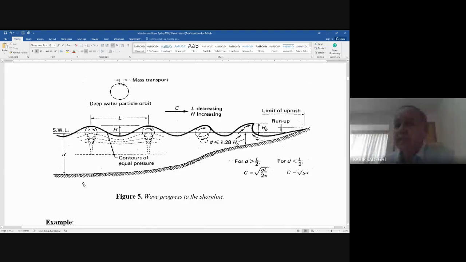And I told you, when we have deep water, there is no contact between waves and seabed. Therefore, no sedimentation, no material transportation. And when we have transitional and shallow waters, the wave touches the seabed. Therefore, its acceleration and movement move the sands or material on the seabed. Therefore, we have sedimentation there.